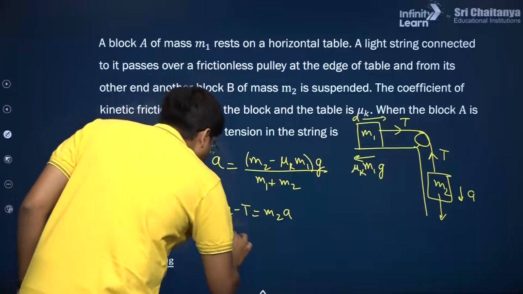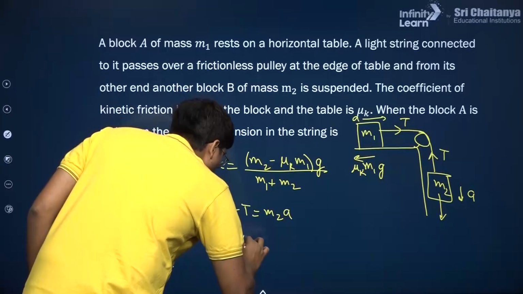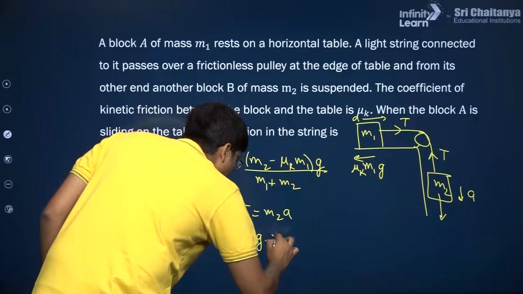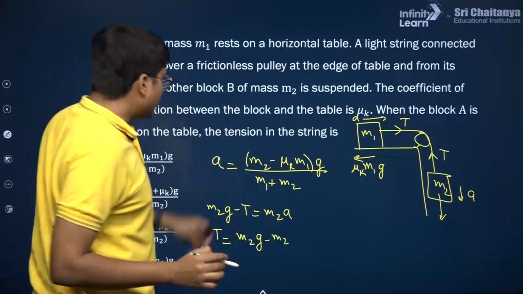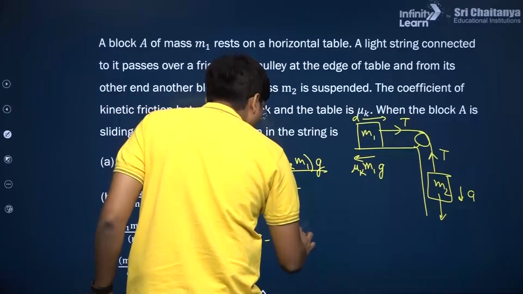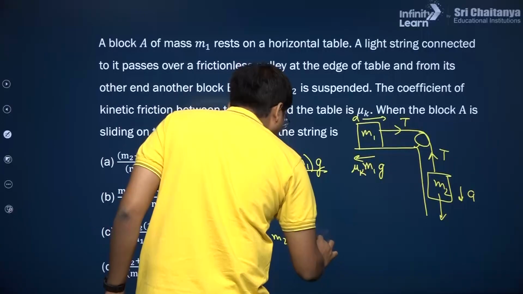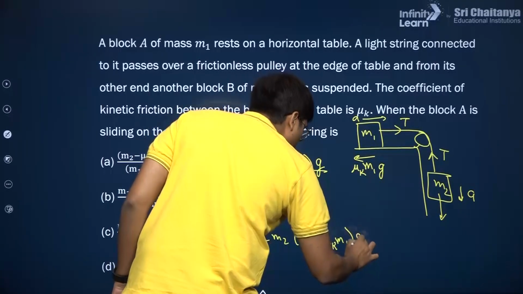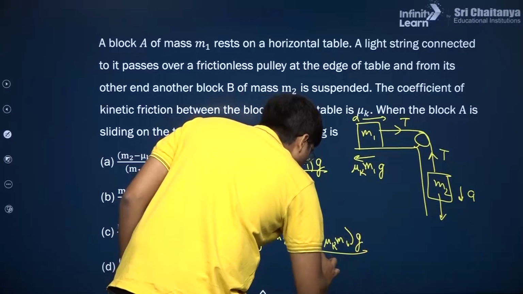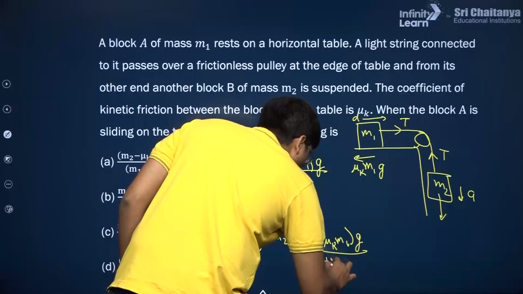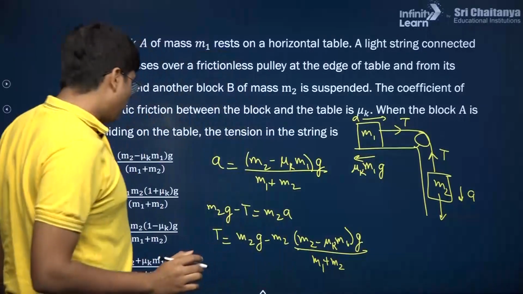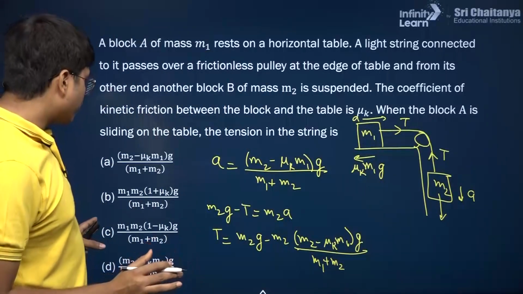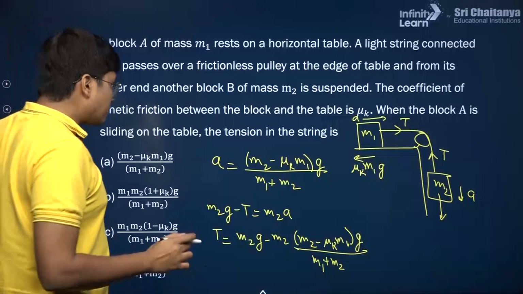So if I do it, t becomes equal to m2g minus m2a. Now a is this, so let's do that. I have (m2 minus mu k m1)g divided by (m1 plus m2). Now over here we can open it up and see what we get.